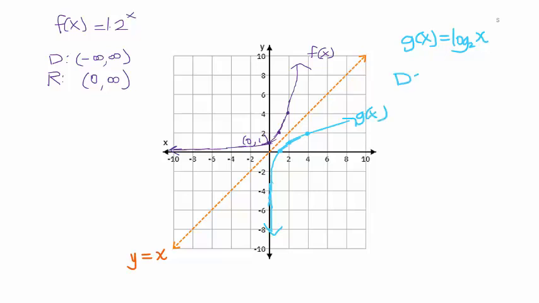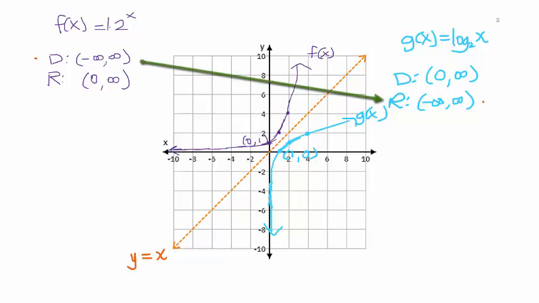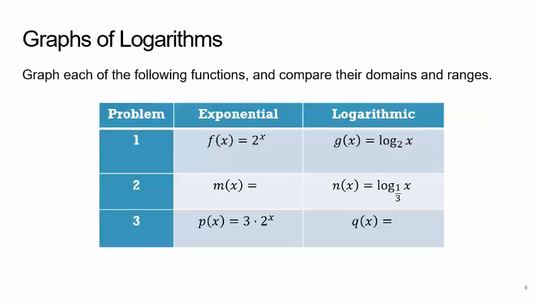Now, the domain of this logarithmic function is not all real numbers. It's really only positive numbers, and so we're going to say from 0 to infinity, and the range is all real numbers, so -infinity to infinity. The coordinates of the points flip-flopped, the domain and range also flip around, and so the domain of this exponential function became the range of the logarithmic, and vice versa.